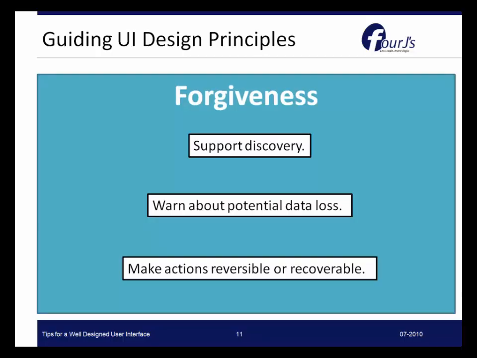Forgiveness. Forgiveness is important. What this means is that you want to give the user the ability to discover. So support discovery. Make your program in such a way that the user really can't make a mistake. They can explore, they can use it, they can be comfortable in it, and if they do something that they need to get out of, make it possible for that to be reversible or recoverable. Also, in terms of forgiveness, especially with data applications, make sure you warn about potential data loss.